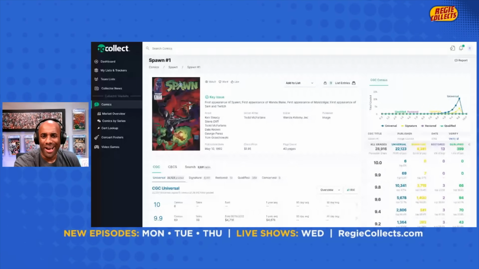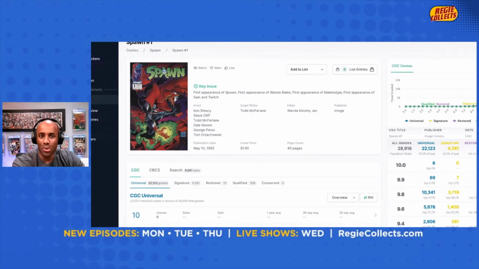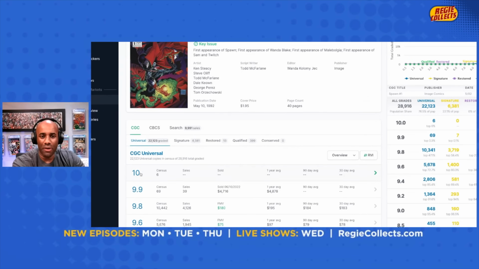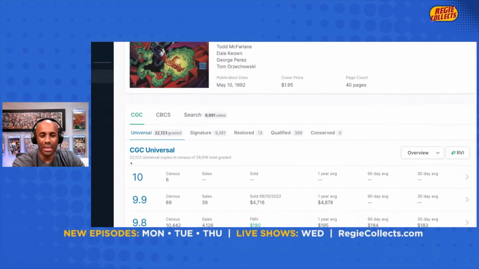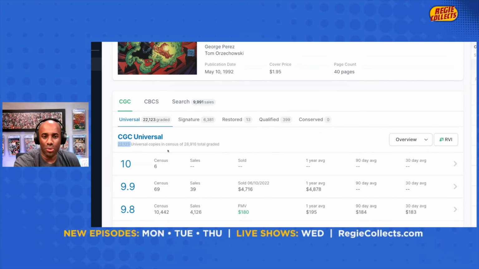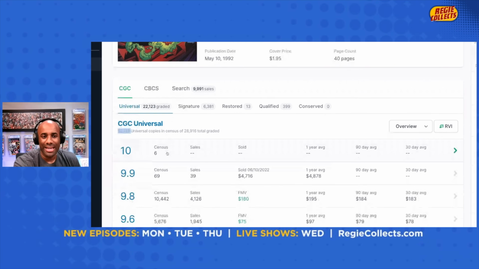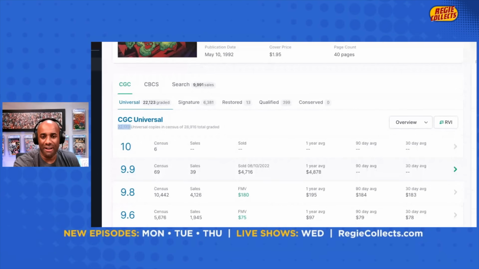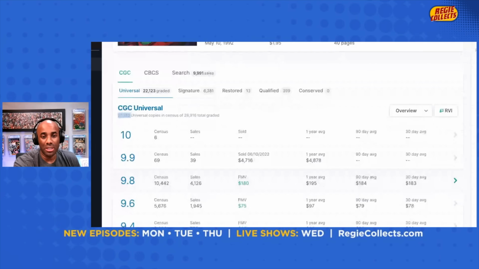Again, an incredibly popular character, incredibly popular creator. Spawn issue number 1, first appearance of Al Simmons, aka Spawn, and some other folks. This is issue number 1. And over here, you can see that there are a lot of copies of this book, 22,000 copies out there. And what you'll notice is that there are 6 perfect 10s and 69 9.9s, and potentially that affects what we see when we start to look at the data.